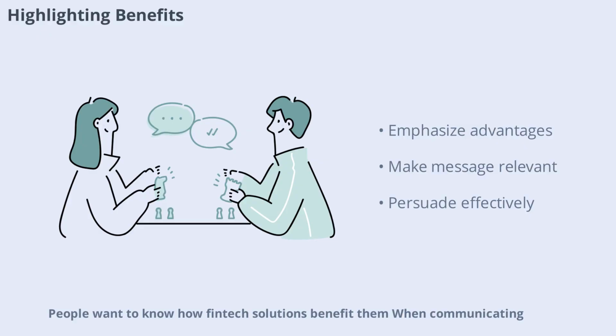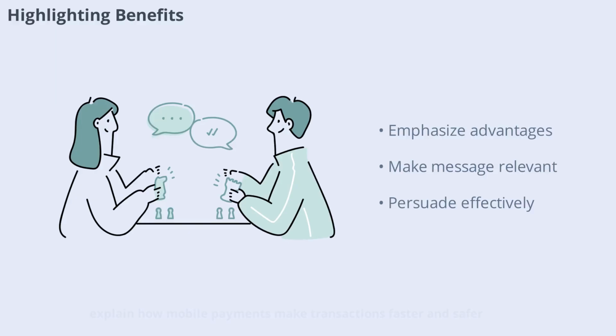When communicating, focus on the advantages like convenience, security, or cost savings. For example, explain how mobile payments make transactions faster and safer. Highlighting benefits makes your message more persuasive and relevant.